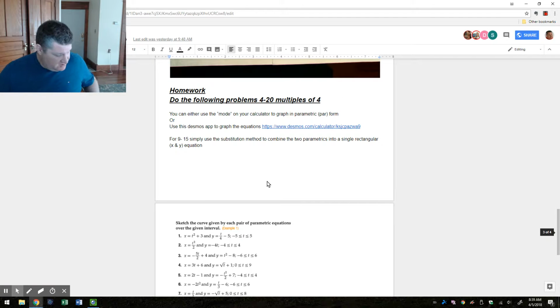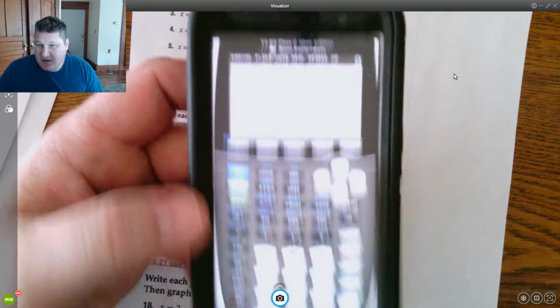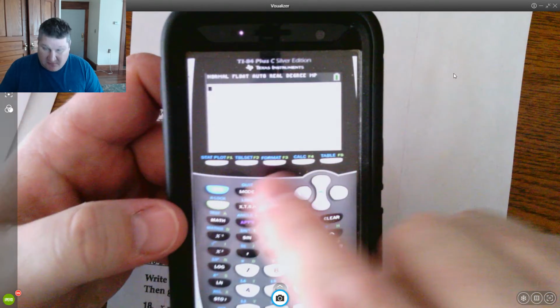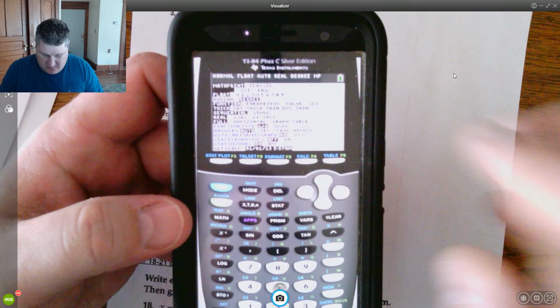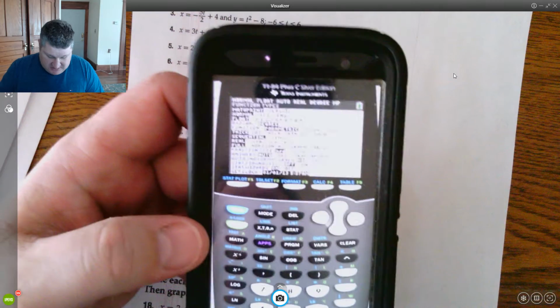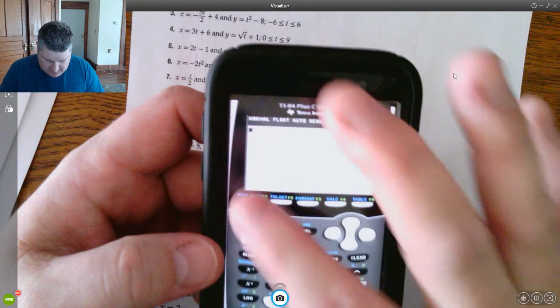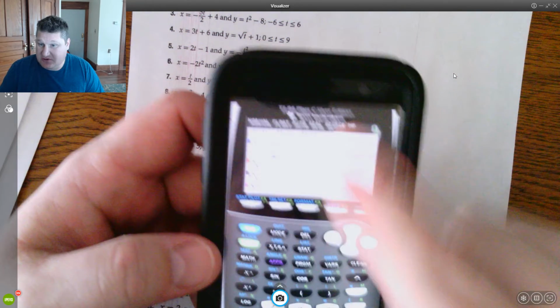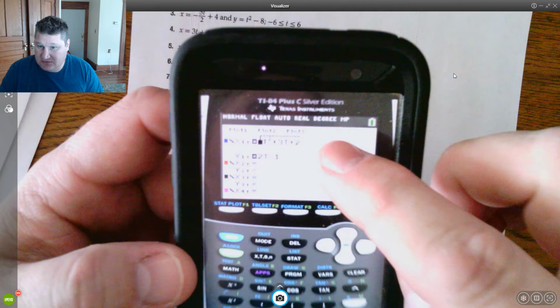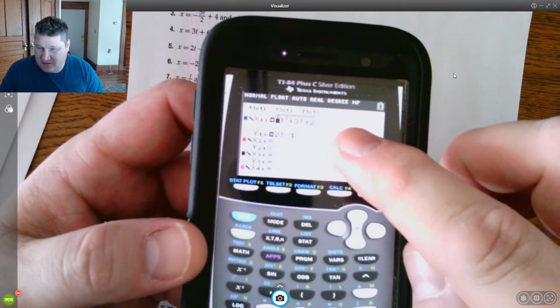To do that, you have two options. Number one, you can use your calculator. So let's go take a look at the calculator. To use your calculator in this mode, you simply go to Mode, and instead of function, you slide over to parametric. Once you're in parametric, second quit, you go to y equals. And at that point, you can put your equations in, and you'll notice it says x1t, y1t, okay?